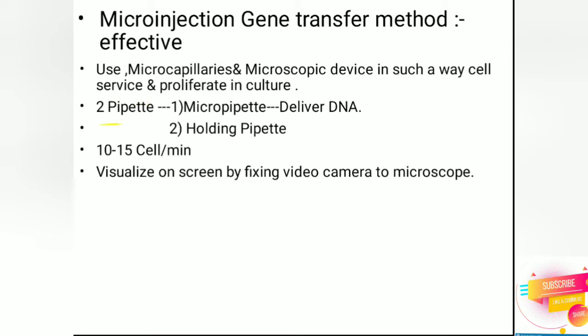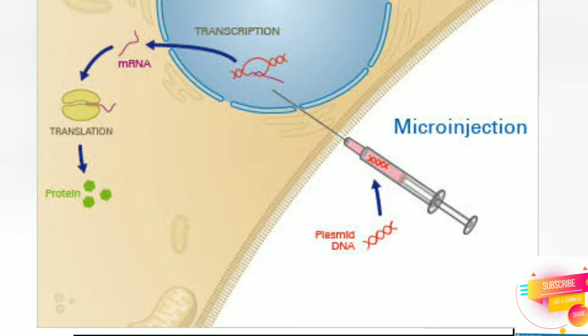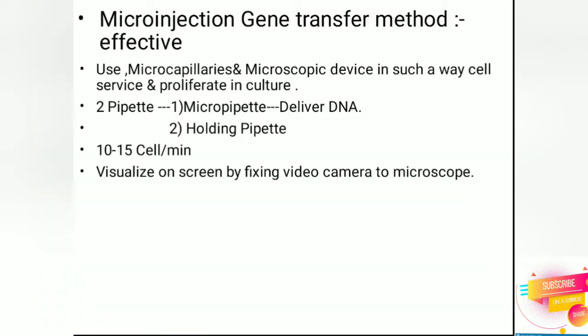Here we use two pipettes, a micro pipette and a holding pipette. The holding pipette is used to hold the cell, and the micro pipette, which is just like an injection, delivers the desired DNA. In one minute, 10 to 15 cells receive the desired gene or recombinant DNA, and we can visualize it on a screen by focusing the video camera on the microscope. You can see on the screen how this method works.